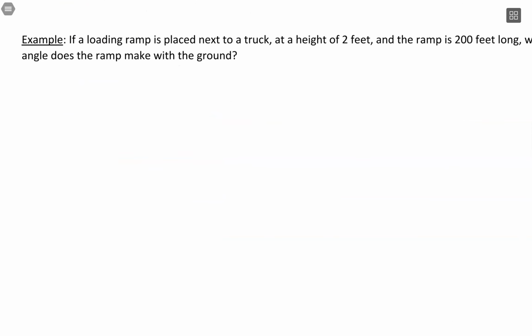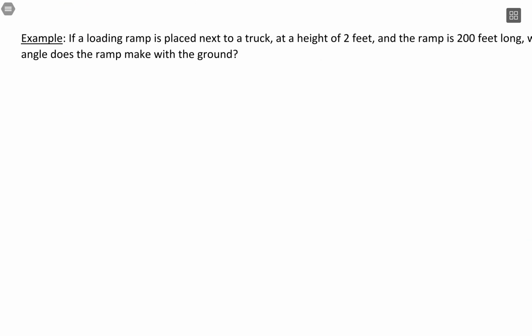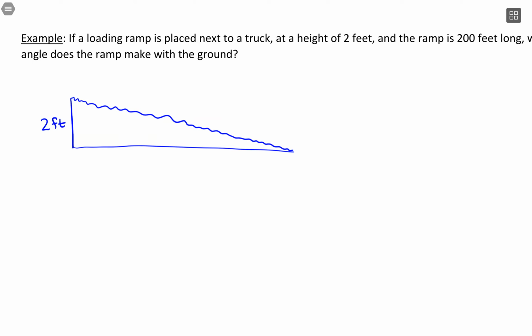All right, this one here, we're looking at the loading ramp on a truck. So it has a height of 2 feet, and the ramp is 200 feet long. So if I just draw a triangle for this, this is the ground. Sorry, my straight lines are way off today. That's a little better. And then here's going to be the ramp. I'll just do kind of a zigzag to show the ramp. So the height of the ramp is 2 feet, and the length of the ramp is 200 feet. And then this is just the ground down below here.